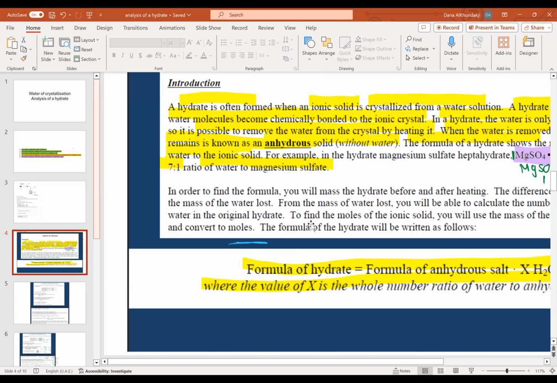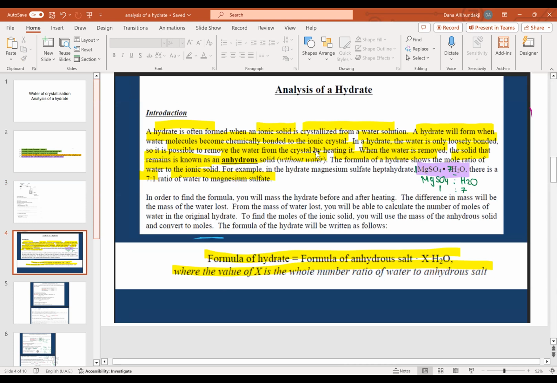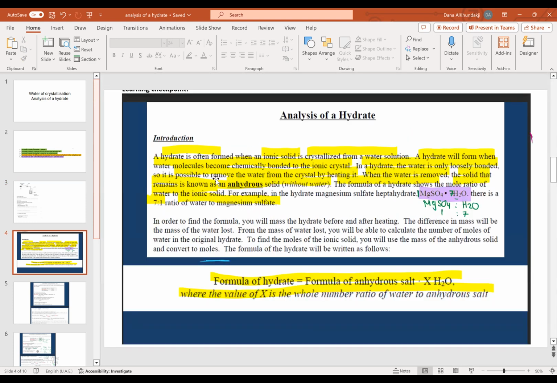However, let's go through the theory part. So when we say a hydrate, it's basically a compound that has water of crystallization inside it, as it cooled down while it had some water bonded to it. So this basically means that you will have an anhydrous salt with X moles of water attached to it, so bonded to it. They come in the ratio of 1 to X.